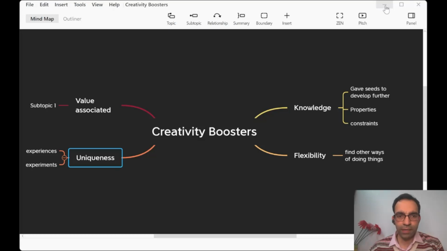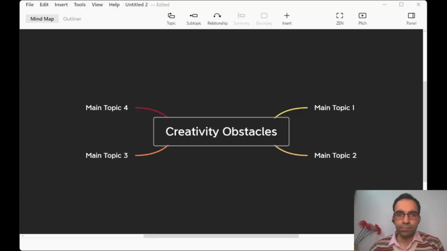Okay, mind map, Xmind. Are you able to see it now? Yes, sir.